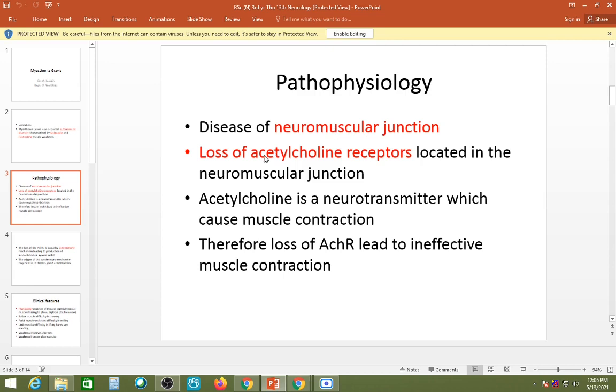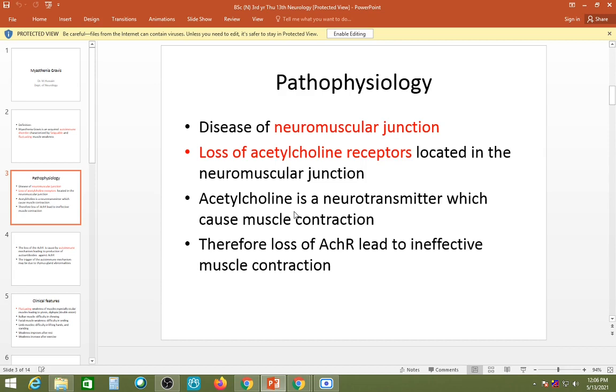The disease is the loss of some receptors. Microscopic receptors. Receptors are what? Receptors are bodies on the cells which receive some transmitters or neurotransmitters. Okay, so somewhere in the neuromuscular junction, there are some receptors which are lost, which are destroyed. And that receptor is responsible for receiving this neurotransmitter or chemical in the body called acetylcholine.